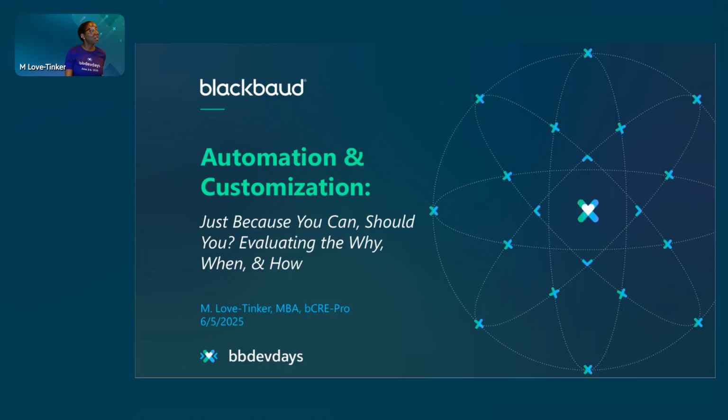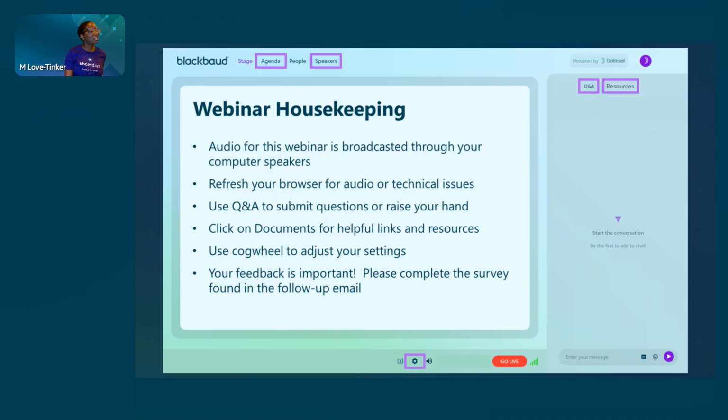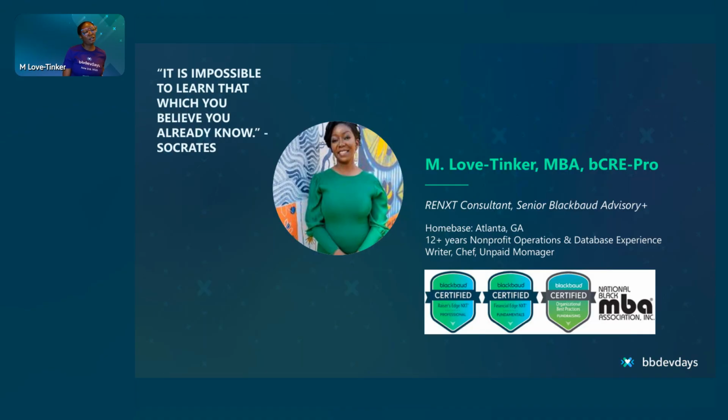This is the remix, you guys, right? We have this session a couple of times a year, when we do BB Dev Days and have our workshops, because it's an important topic, right?